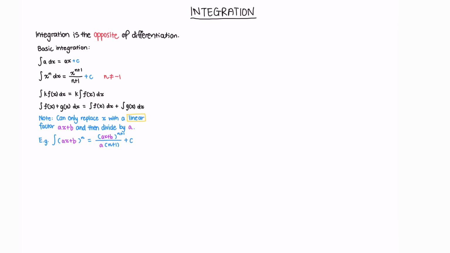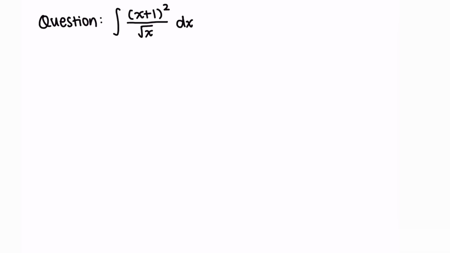So let's say we want to integrate (ax plus b) to the power of n. We'll replace the x over here with ax plus b, as you can see over here. And then you need to do one more thing, divide by a. This is what we call the reverse chain rule. And look at this, it only works for linear factors. So something like (x squared plus 1) to the power of negative 5 doesn't work, as in, we cannot use this to help us to integrate.